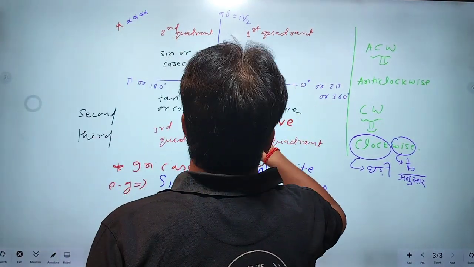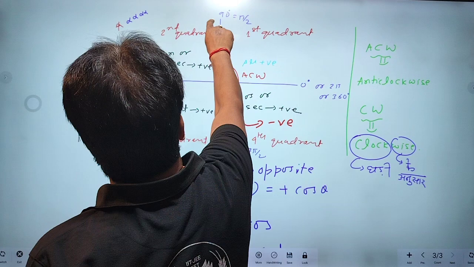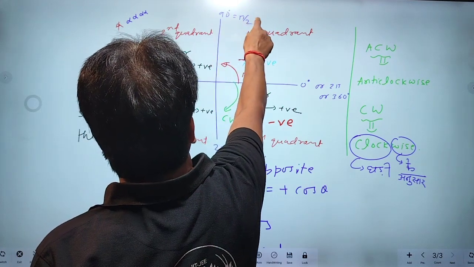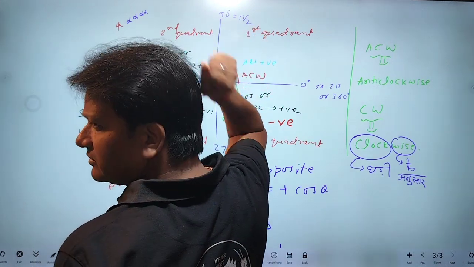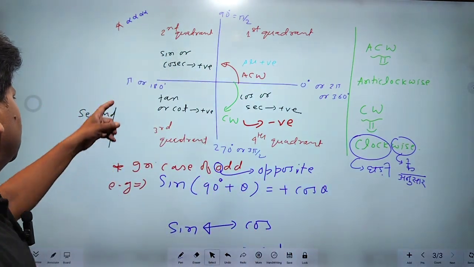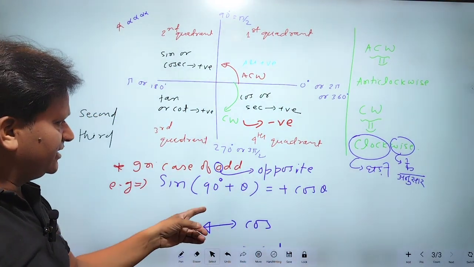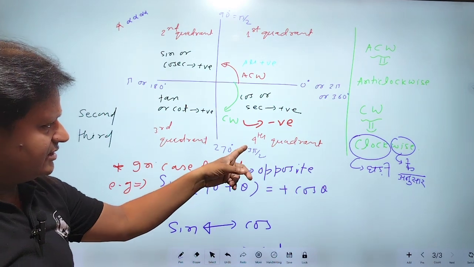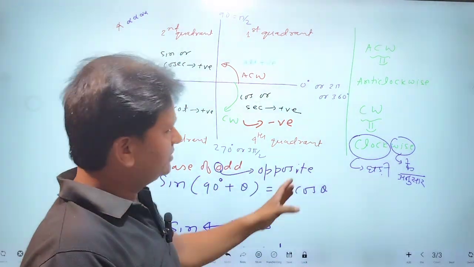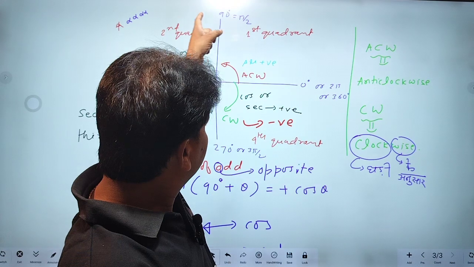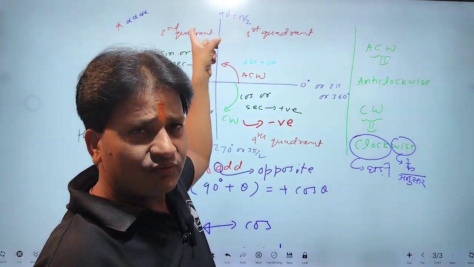Here 0 degree, here 90 degree, which is converted into radian, equal to π by 2. This is π, 180 degree. This is 270 degree, or 3π by 2. This is 0 degree again, and we move one full circle.